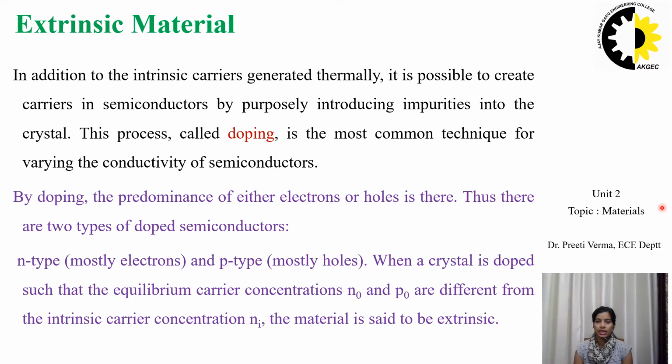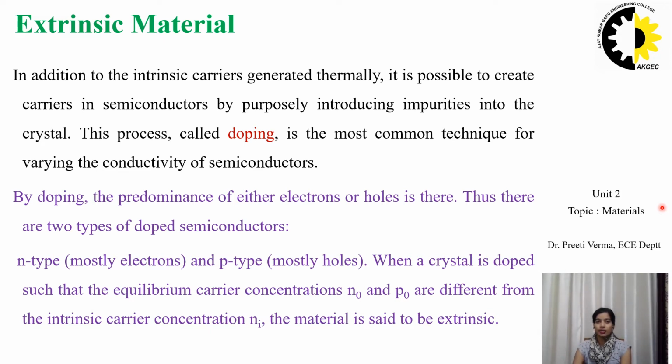Mathematically, if we see, conductivity is dependent upon the number of charge carriers, which we have already seen in the previous video. So if we increase the number of charge carriers in any material, then its conductivity will increase in the same proportion. So n-type and p-type materials are created by doping an intrinsic semiconductor.